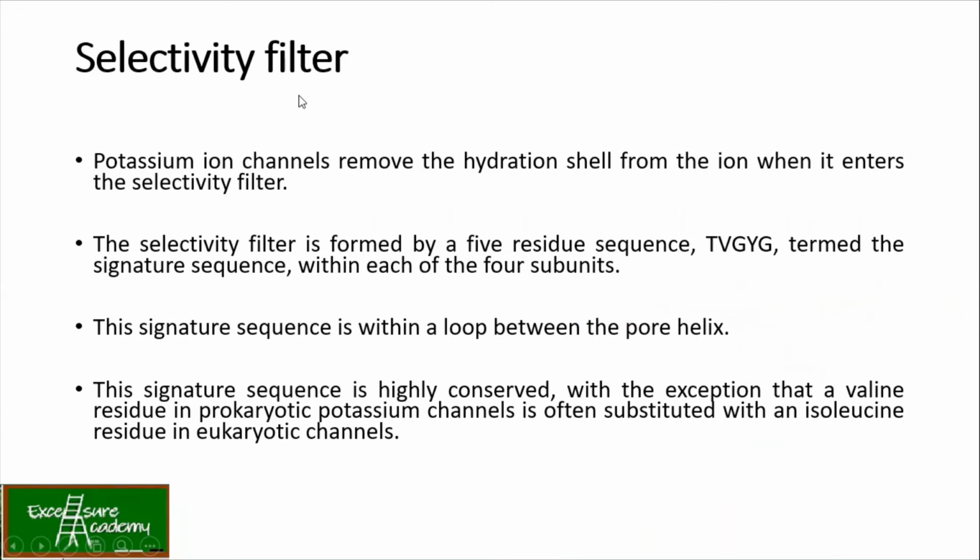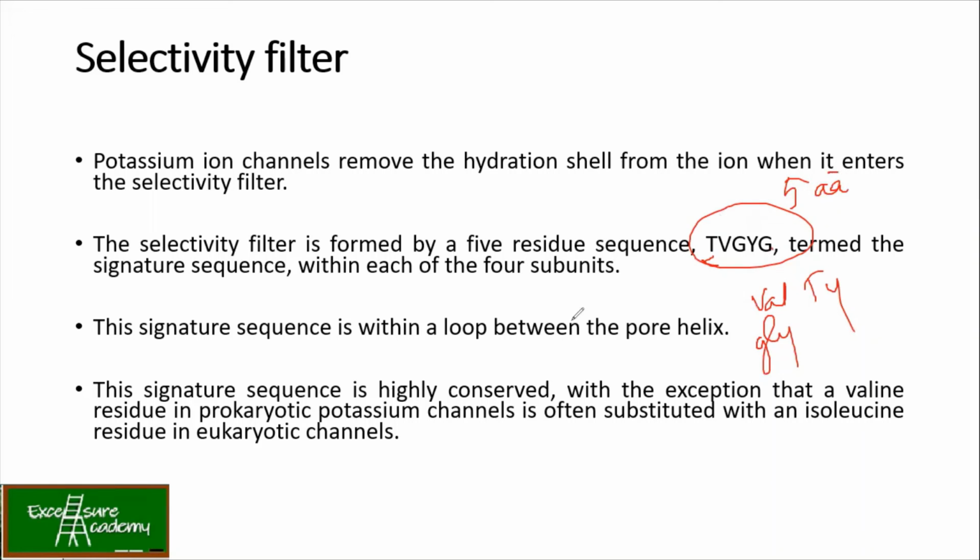तब जाके वो 3 आपके release करेगा. So the potassium selectivity filter, potassium ion channels remove the hydration shell from the ion when it is entering the selectivity filter. So the selectivity filter is formed by 5 amino acid residues. Those are TV, GY, GG. So what are these amino acids? T stands for which amino acid? Threonine. Then V, valine. G, glycine. Y, tyrosine. Very good. Then again G, so glycine. So these are the 5 amino acids which form the selectivity filter.